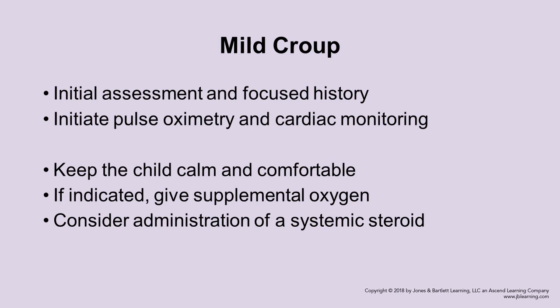Mild croup is essentially managed by an initial assessment and focused history, which may reveal that viral prodrome progressing to worsening stridor and barking cough. You'll want to get their oxygen saturations and place them on a cardiac monitor. And then it's important to, again, keep them calm and comfortable and give supplemental oxygen if needed. Now with croup, as it is an inflammatory process causing swelling of the upper airway, the administration of systemic steroids can often be very helpful in these patients, and if it's mild, they can often tolerate oral steroids, and this can be enough to get them feeling better and ready for discharge home.